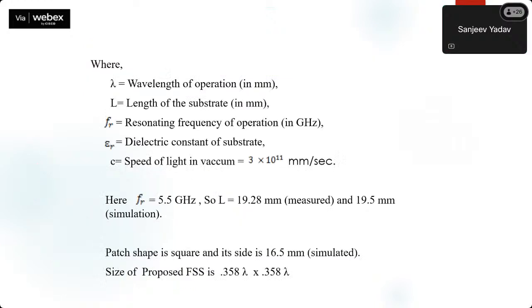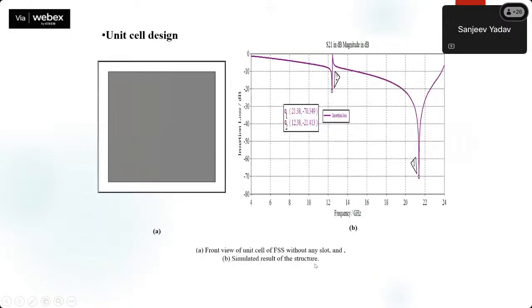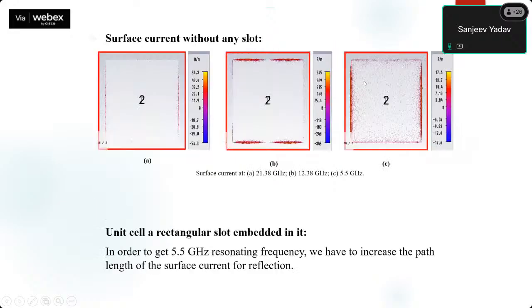So by using these formulas, we have calculated the resonant frequency, which comes to be 5.5. And then the patch shape size is approximately, by simulation, we got 16.5. So the proposed FSS is 0.35 lambda into 0.35 lambda. This is our unit cell, only one square unit cell we have designed. So we are not getting the desired results. This is the front view, and these are some of the results we are getting.